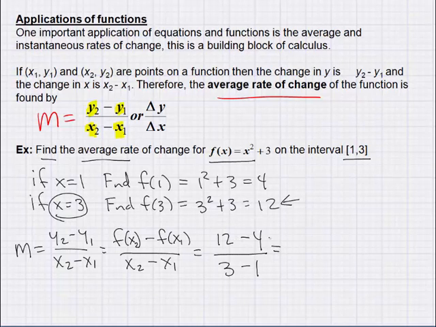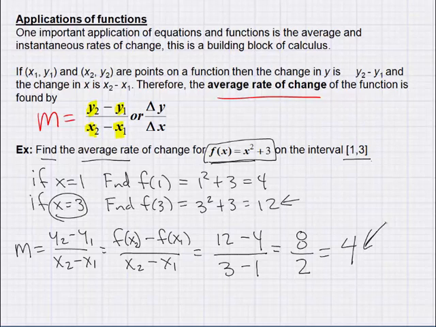So I have 12 minus 4 is 8, 3 minus 1 is 2, 8 over 2 is 4, so the average rate of change, or the slope of this function over this interval, would be 4. Now that's the average slope, that's not the exact slope, but the average slope, the average rate of change, would be 4.